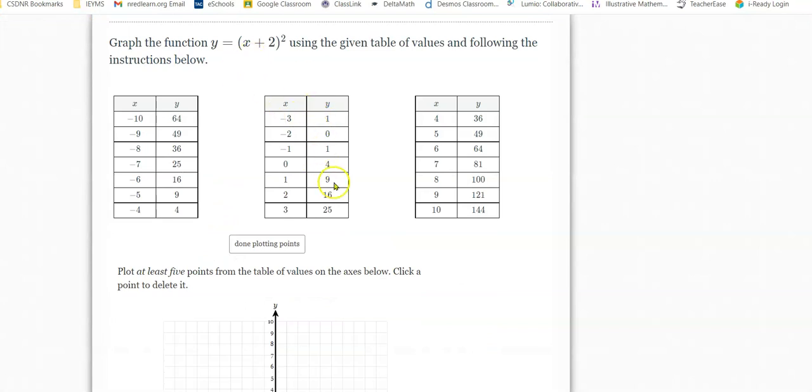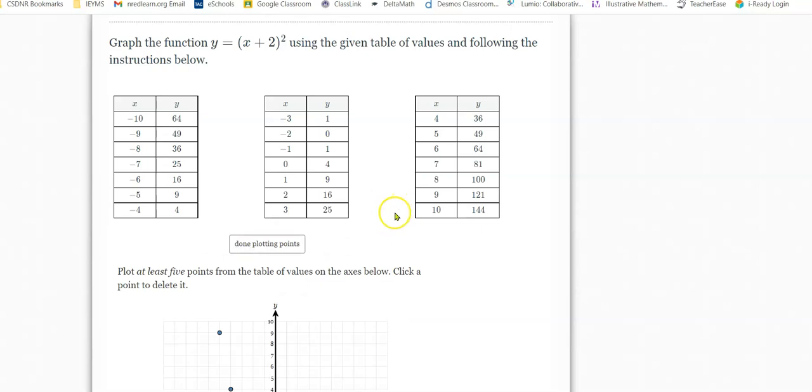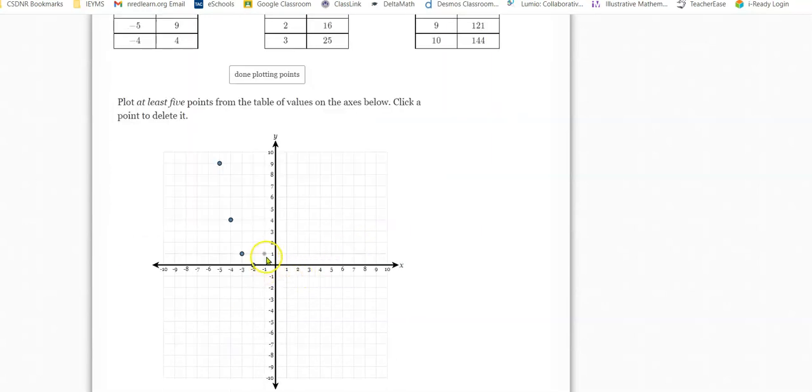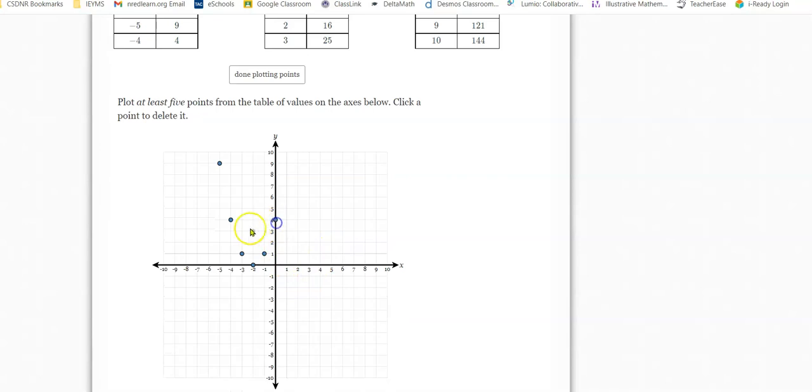All right, again, you pick 5 points from your table that would fit. So -5, 9. -4, 4. -3, 1. -2, 0. -1, 1. That looks like 0, 4. See how I have some symmetry here?